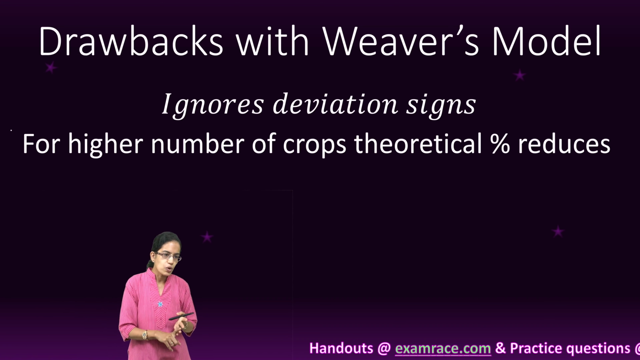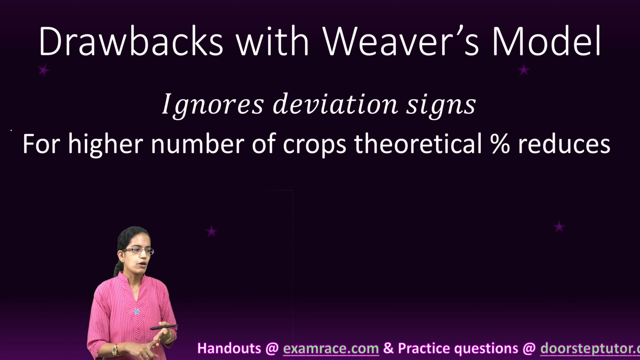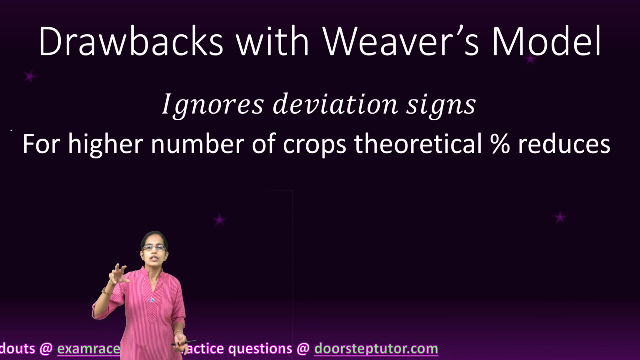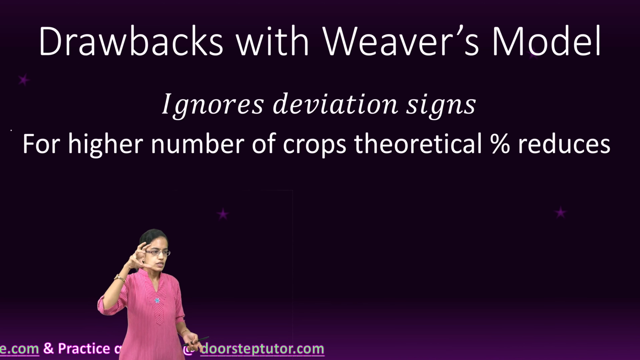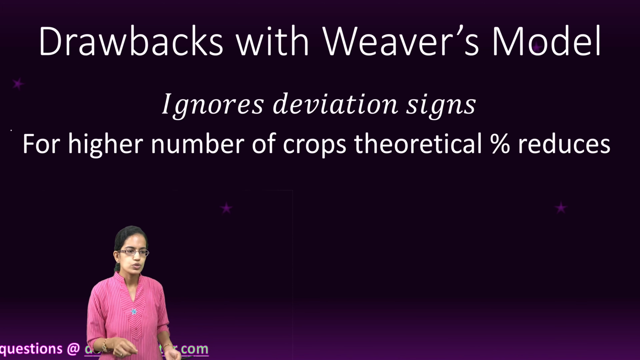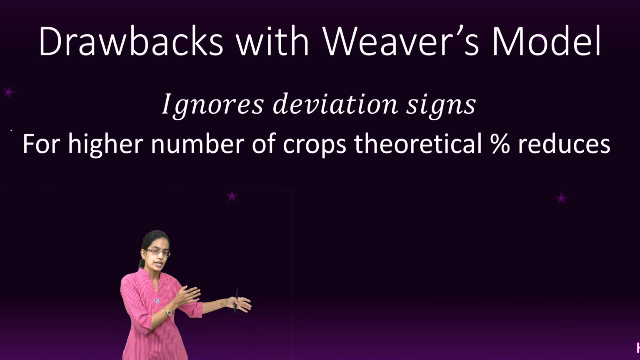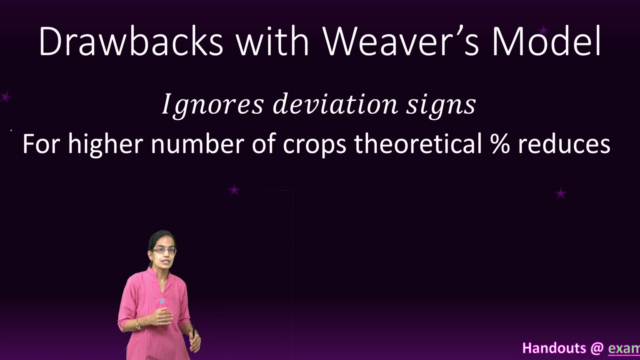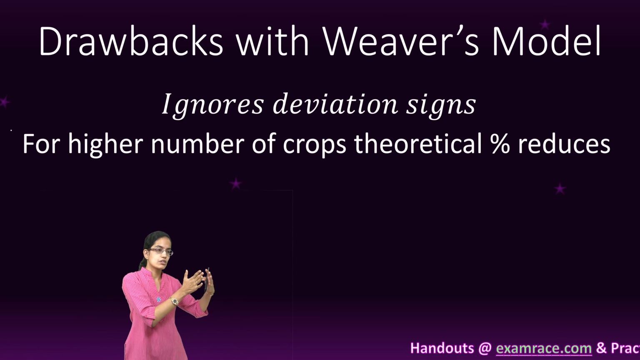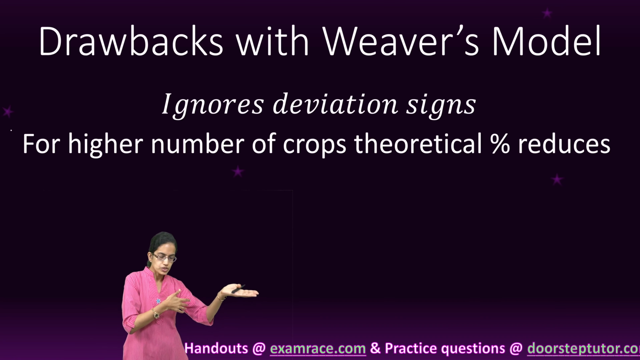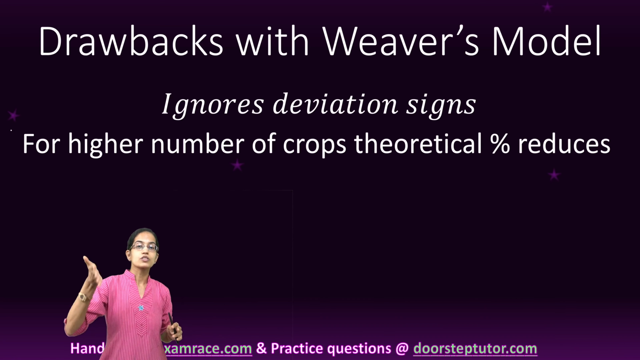The next important drawback that was pointed out was that for a higher number of crops or functions, the theoretical percentage goes down, and so the deviations that occur towards the end are highly underestimated. So there is no chance that if we take a huge number of crops, the proportion would go up significantly, as was the case with monoculture.